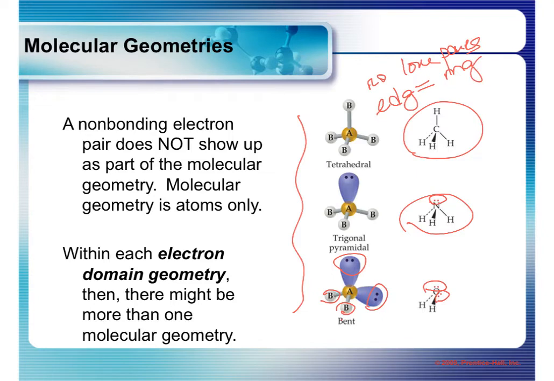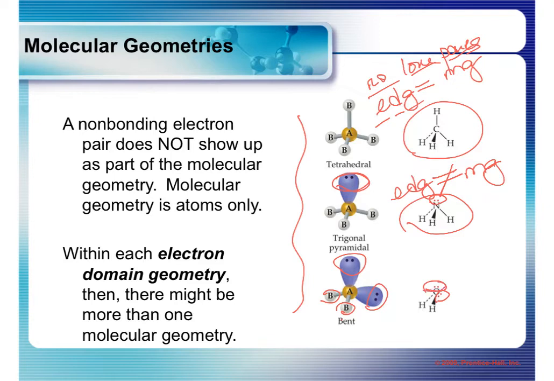Okay, so I'll say that one more time. If there are no lone pairs around the central atom, the electron domain geometry is identical to the molecular geometry. However, once you introduce lone pairs around a central atom, the electron domain geometry is not the same as the molecular geometry. So you'll see that more specifically as we move on.